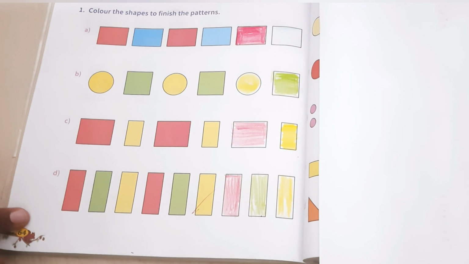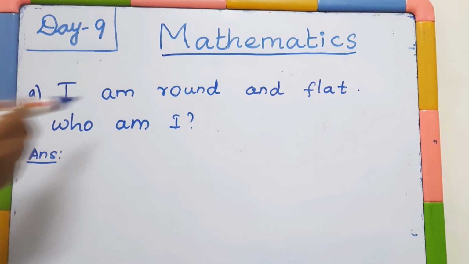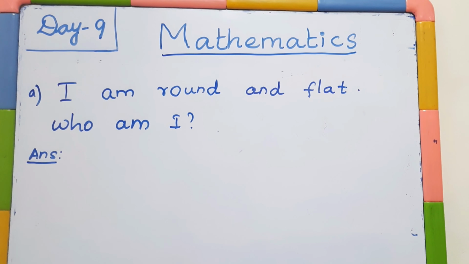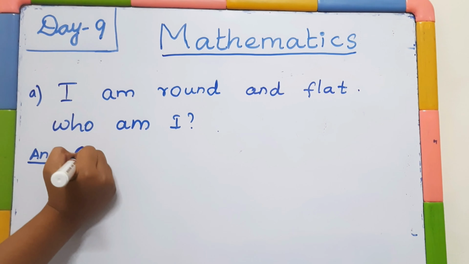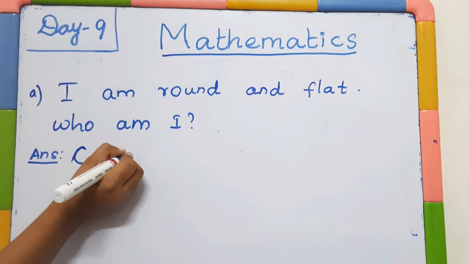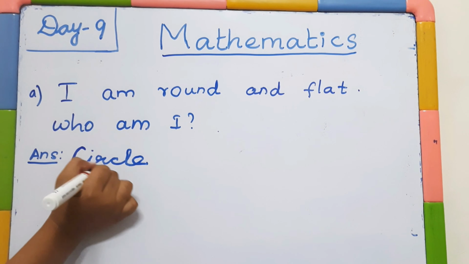Very good. Now I am going to ask some few questions. You have to think and answer me. Okay? Think carefully before answering. I am round and flat. Who am I? I am round. Who am I? Think. Circle. Very good. It's a circle. Write the answer. What's the spelling for circle? C-I-R-C-L-E. Circle. Very good.